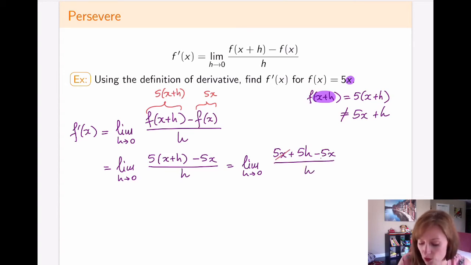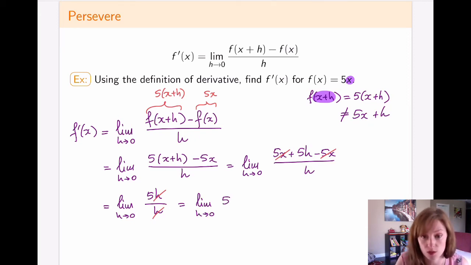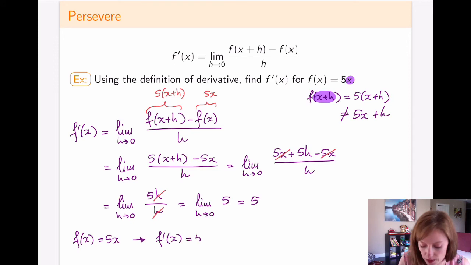Now, of course, it's easy to notice that 5x and 5x cancel out. So I have the limit, I haven't computed the limit itself yet, of 5h over h. This is great news because the h's just cancel out. So I have the limit of 5 as h goes to 0. I can plug it in, there's actually no h's anymore. The limit of a constant is just the constant itself, so it's 5. So for my function, if f of x is 5x, then its derivative at any point x is just 5. This is the one case when the derivative is actually constant.